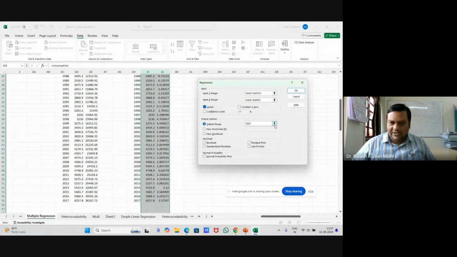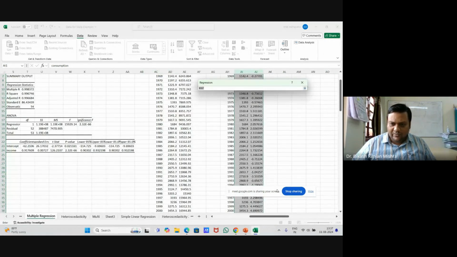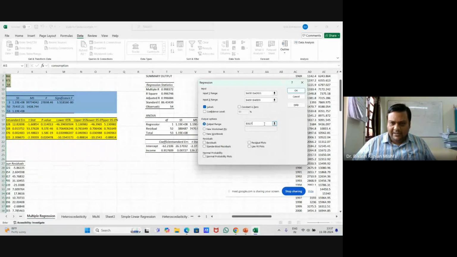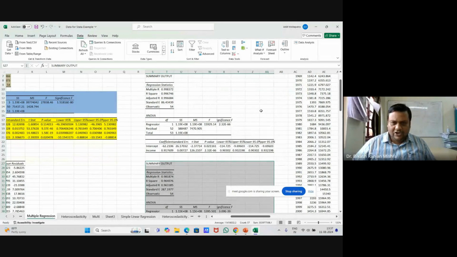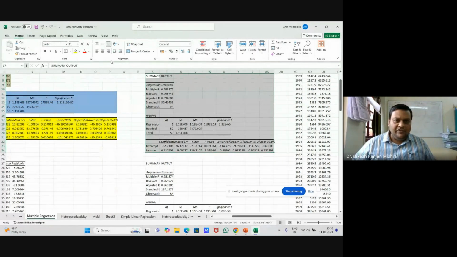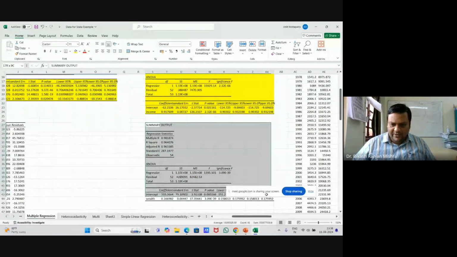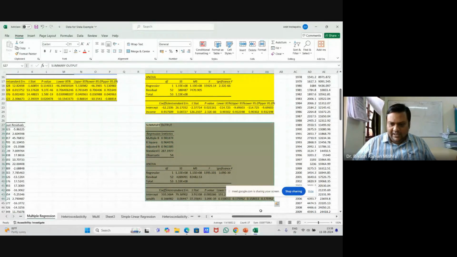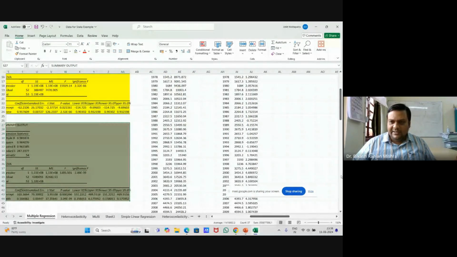And then the output range is asking where I want to show my output. Suppose I want to show my output here. Okay. So please remember, this is the simple regression analysis for which variable? Consumption and income. This is the simple regression analysis for consumption and wealth. Then accordingly, we have to find out in a similar manner.